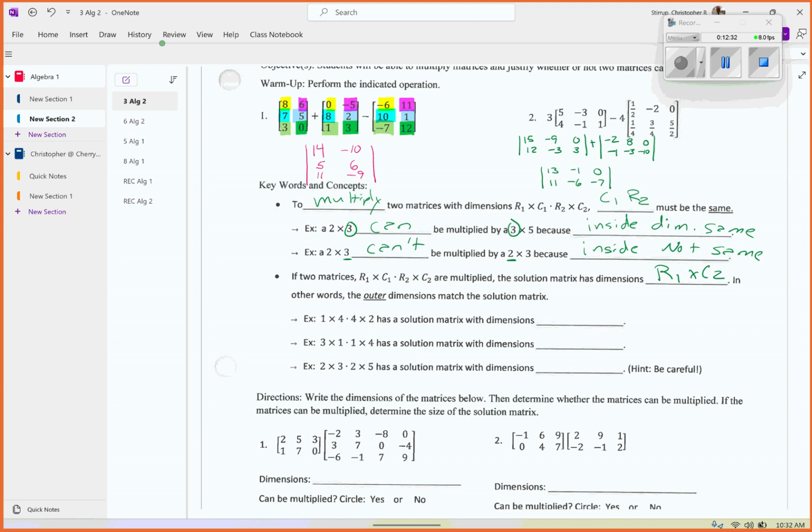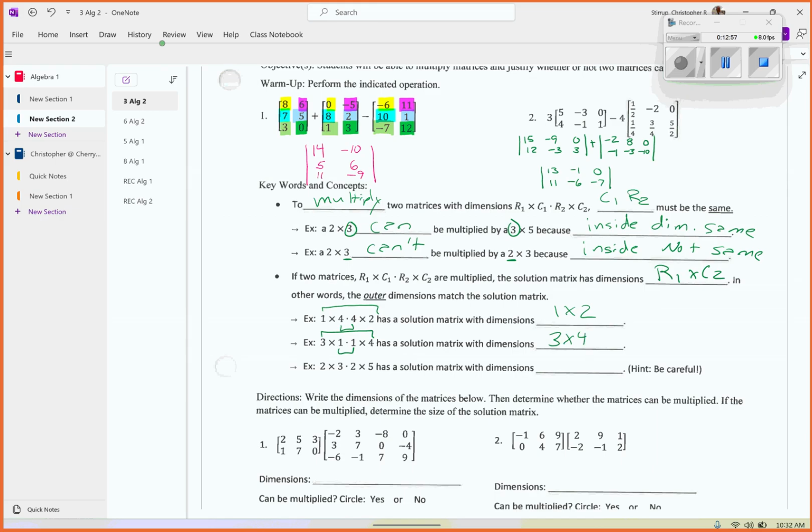Okay? Which means, for example, if I have a 1 by 4 and a 4 by 2, the inside dimensions are the same. They can multiply. The outside dimensions will tell me what my answer would be in a result. You're like, what? Okay, trust me. All right. These can be multiplied because the inside dimensions are the same. So what is the answer going to be? The result. A 3 by?